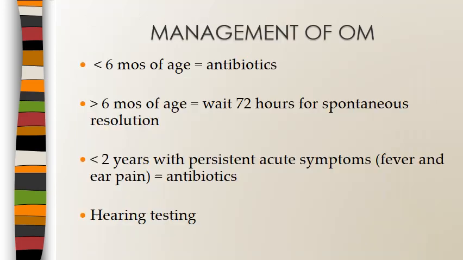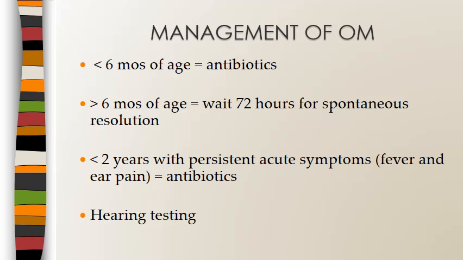So management of otitis media is dependent on the age of the child. If the child is less than 6 months of age, then all children receive antibiotics. If the child is greater than 6 months of age, we usually wait 72 hours for a spontaneous resolution of the otitis media. If a child is less than 2 years of age with persistent acute symptoms such as fever and ear pain, then we provide them with antibiotics.